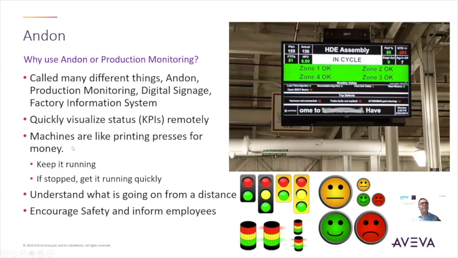And I always like to say that machines are like printing presses for money. If you realize this, that you're making a profit on every product that's coming out of the machine, or if you're running a continuous process, whatever you're making or manufacturing, there's a profit associated with that. And if it's not running, it's not making money. If it's stopped, you need to get that running quickly. You need to be able to understand what's going on from a distance. I'll talk about that more in just a couple of slides.